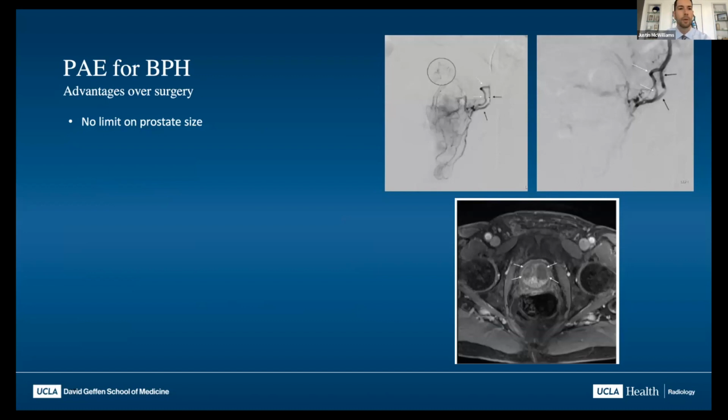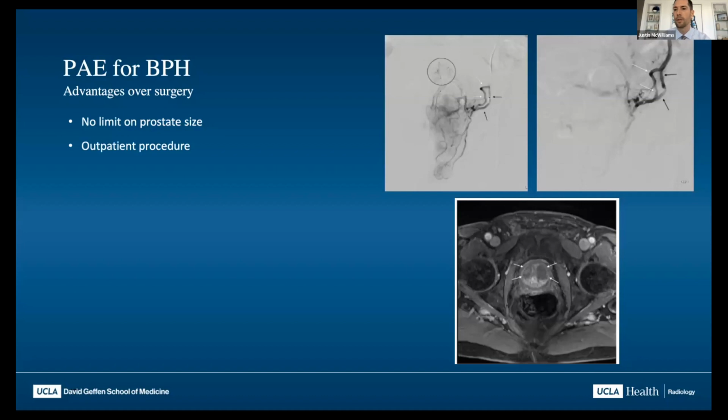So why would we do a PAE? What's the advantages over surgery? Well, first, and one of the most important, is that it's basically the bigger the better. There's no limit on prostate size, whereas TURP and UroLift and Rezum and a lot of these other urologic procedures really only work for prostates up to about 80 to 100 cc's. And there's very few options for patients with larger prostates, but we can treat 200, 300, 400 cc prostates with PAE, and we've actually studied those patients. They do terrific.